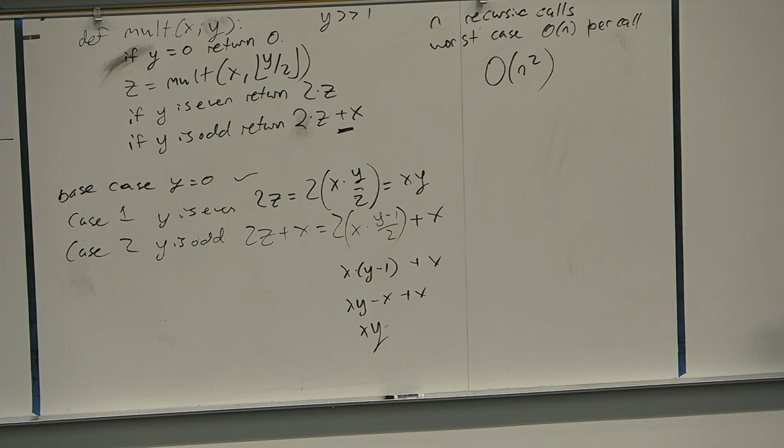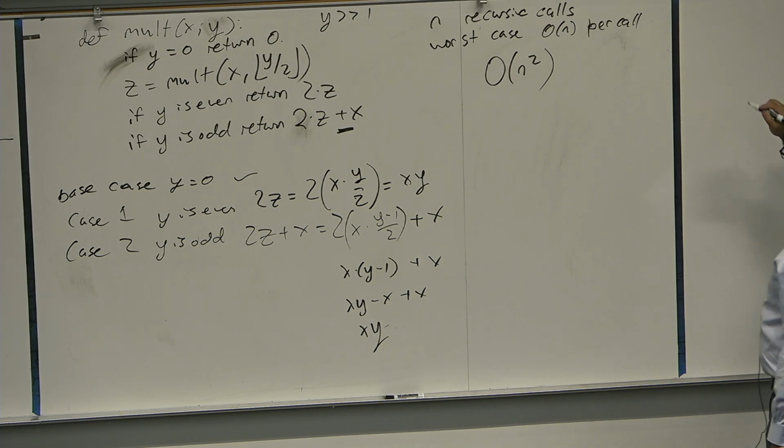We have done a second algorithm, a divide and conquer algorithm for multiplication, but it's not any faster. It's the same asymptotic runtime. Questions on that algorithm? Again, the two things we did here are the runtime and then the correctness. All right, let's try again.